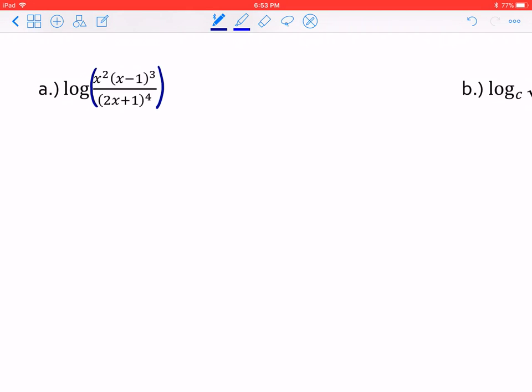There's a couple things I noticed. I'm going to first deal with the product rule and the quotient rule, and then I'll deal with the power rule. So across the top, we have an x squared as our first expression, and then we have this x minus 1 cubed as our second expression. And that's all divided by the 2x plus 1 to the fourth.